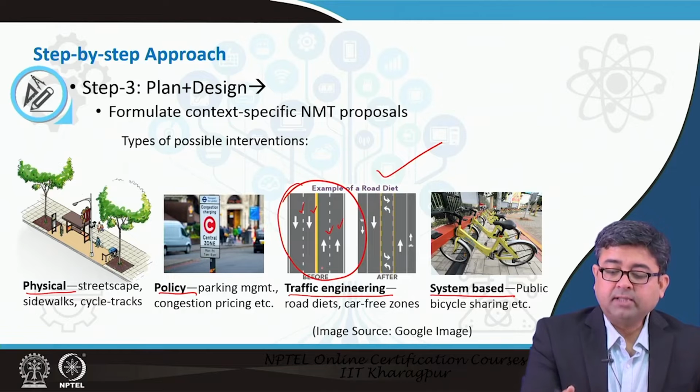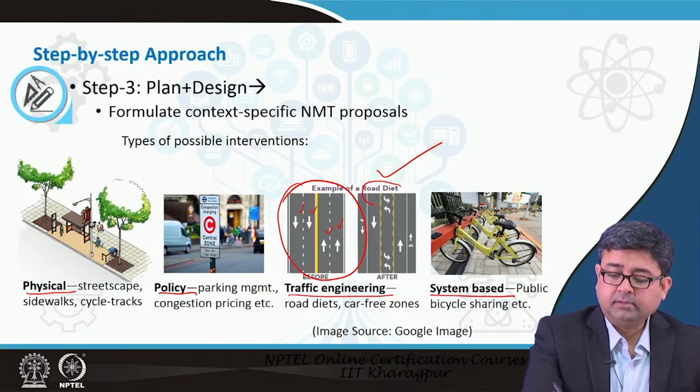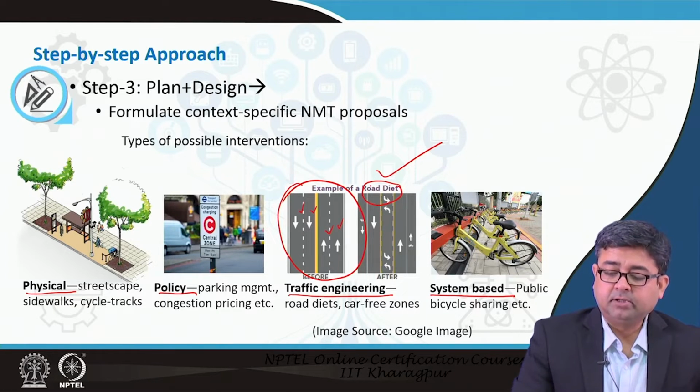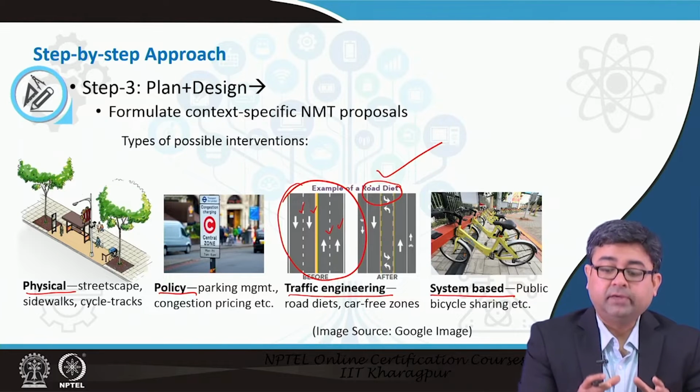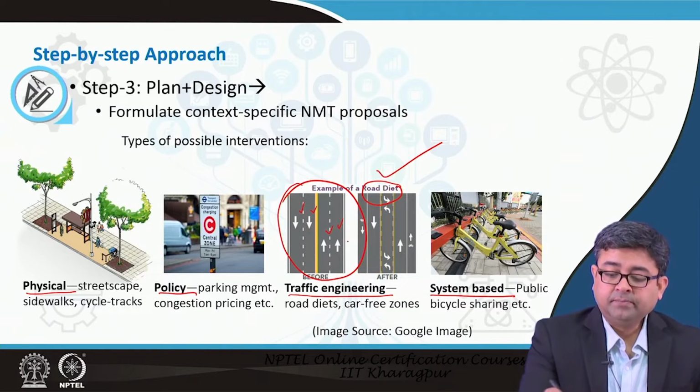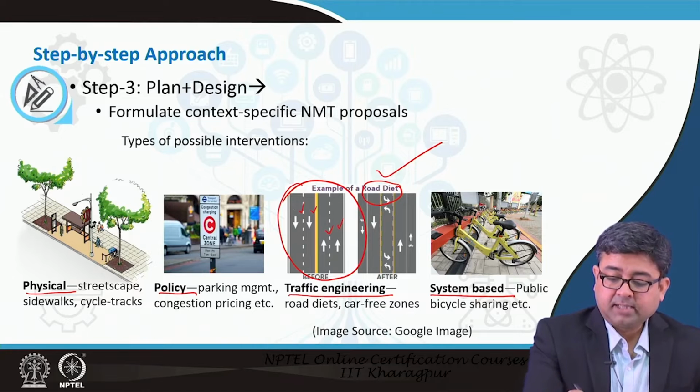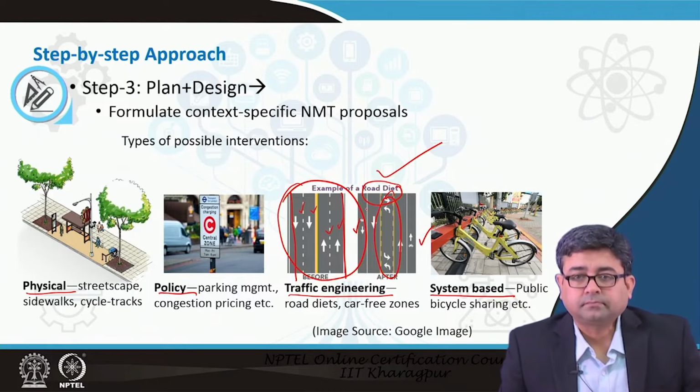So, how can this be converted into a better NMT facility? What we usually call in transportation engineering or traffic engineering a road diet. Diet meaning the road has to be narrowed down for motorized vehicles. So, what happens is we usually convert the sides of the roads into bicycle lanes and the center of the road into a two-way lane.